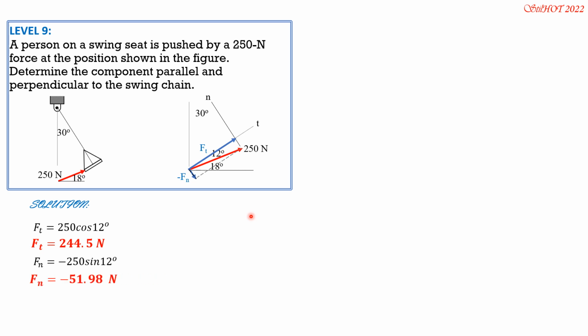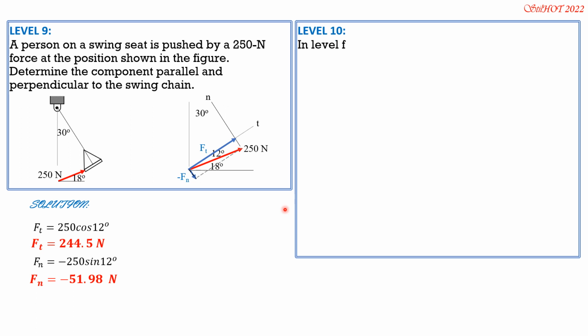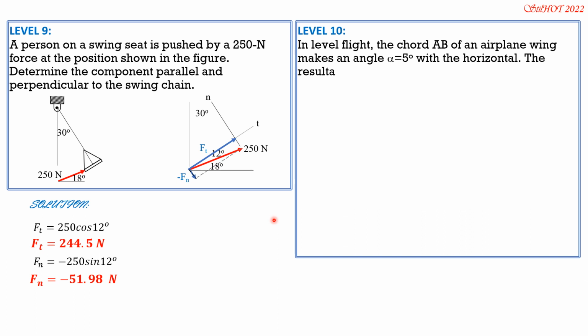So Fn is negative 51.98 newtons. For level 10 problem, in level flight, the chord AB of an airplane wing makes an angle alpha of 5 degrees with the horizontal.